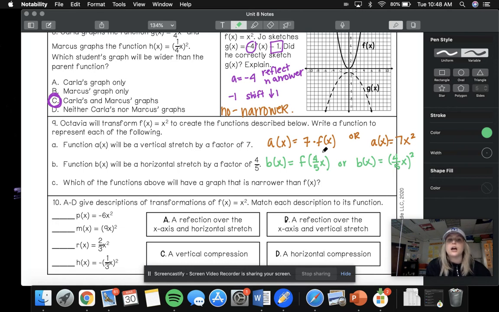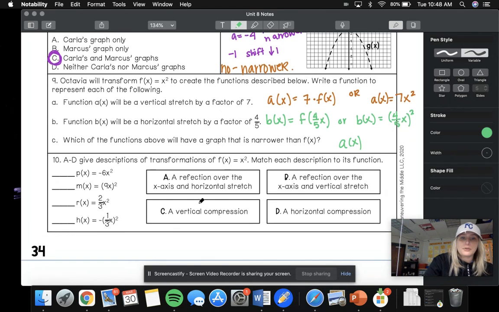Which of the functions above will have a graph that is narrower than f of x? So if I think about making something narrower, I think of stretching it. So this would be a vertical stretch. A horizontal stretch would actually make it wider. So that would be just a of x being the one that would make it narrower.